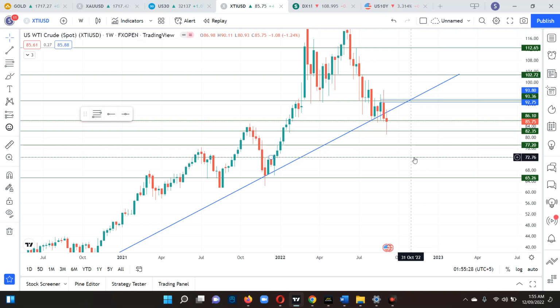These analyses are for educational purposes, so you just have to learn from these things. Don't use big lots and don't do over trades on the basis of this.